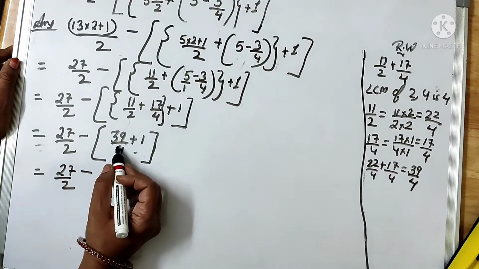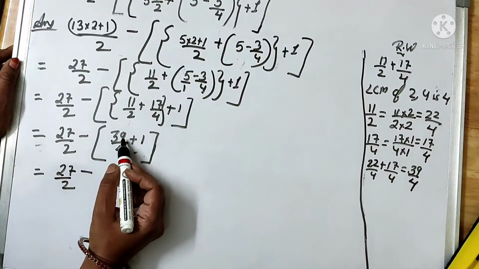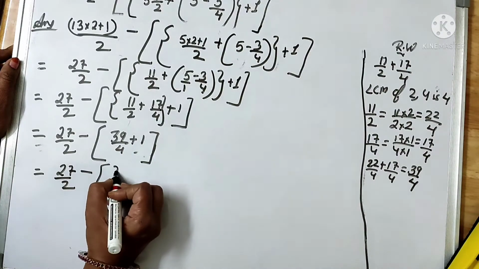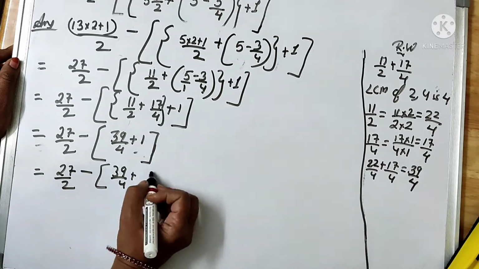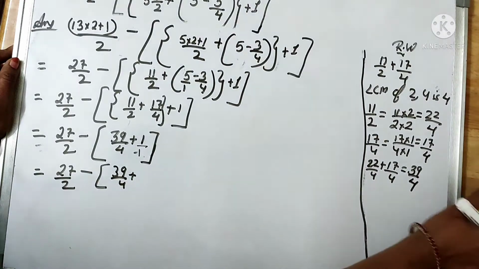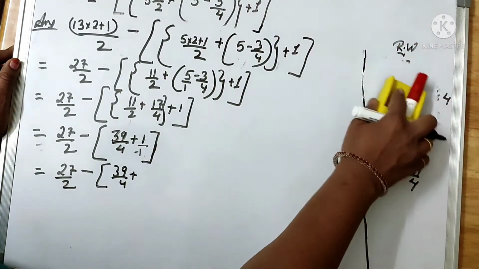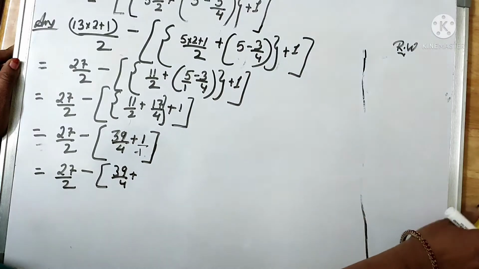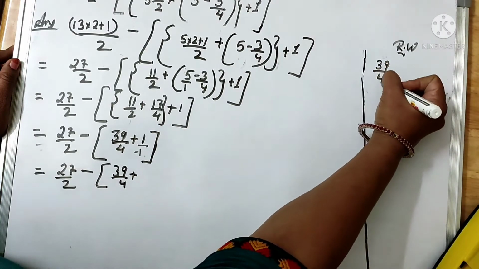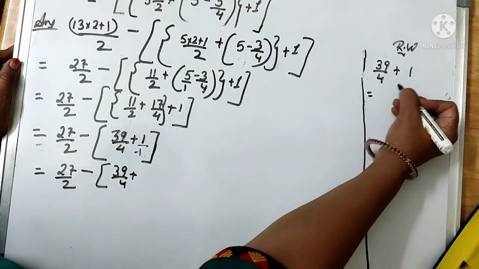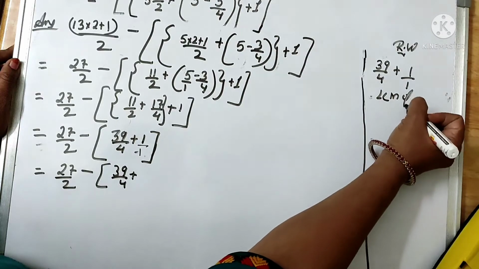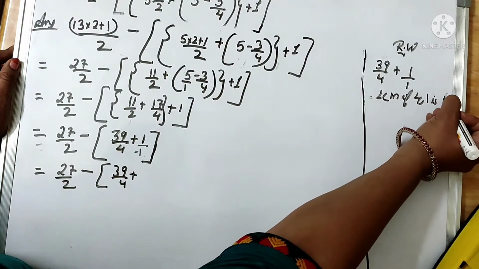Okay, now we have to find the addition of 39/4 plus 1. So I can write 1 as 1/1. Again I have to perform this addition here, that is 39/4 plus 1. What LCM do we have to find? LCM of 4 comma 1, which is equal to 4.